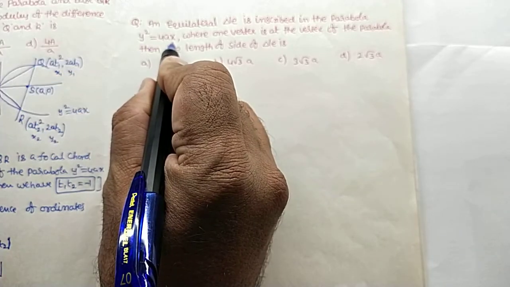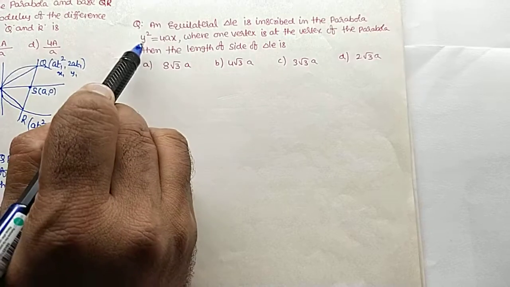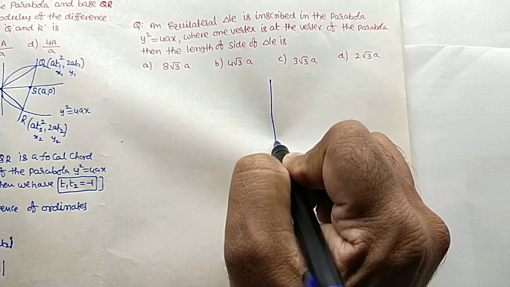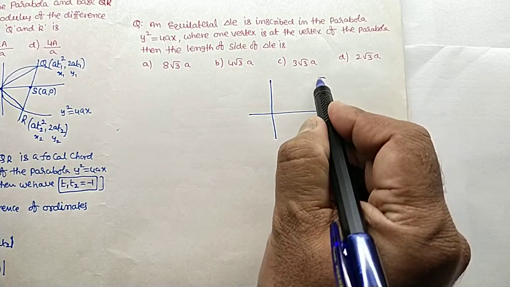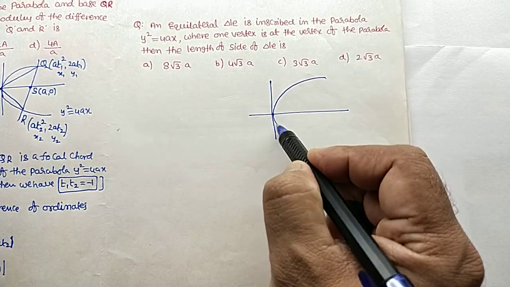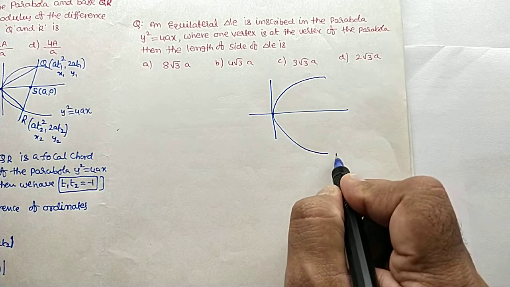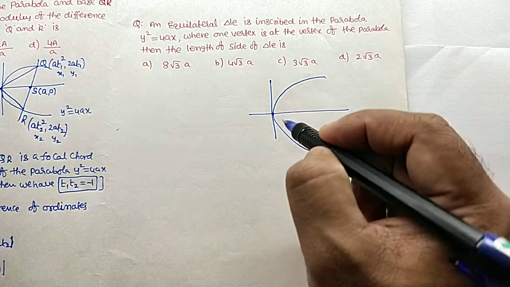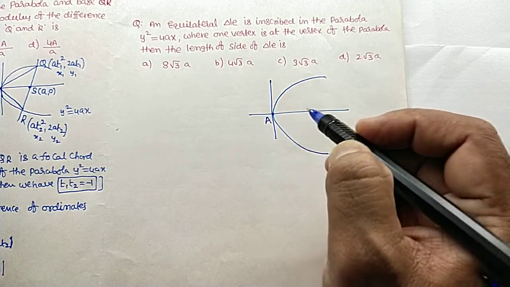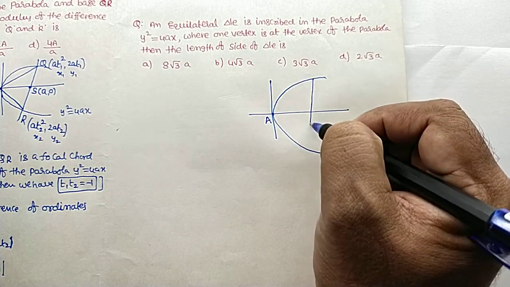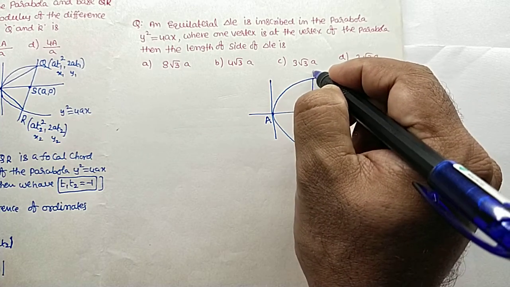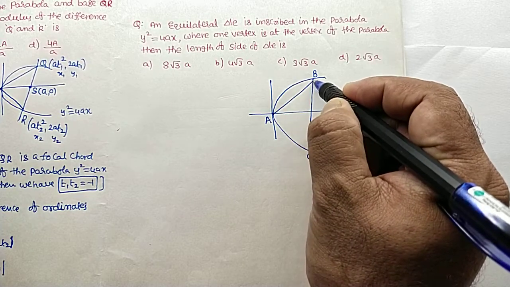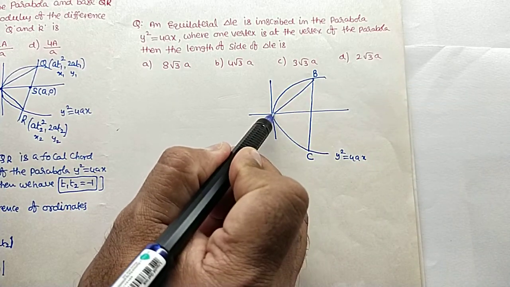So y square equal to 4x is the parabola. Here I am drawing a rough figure. Y square is equal to 4x, and the vertex is denoted by A and the side BC. Here I am taking the point B, here I am taking the point C. Join AB and join AC.